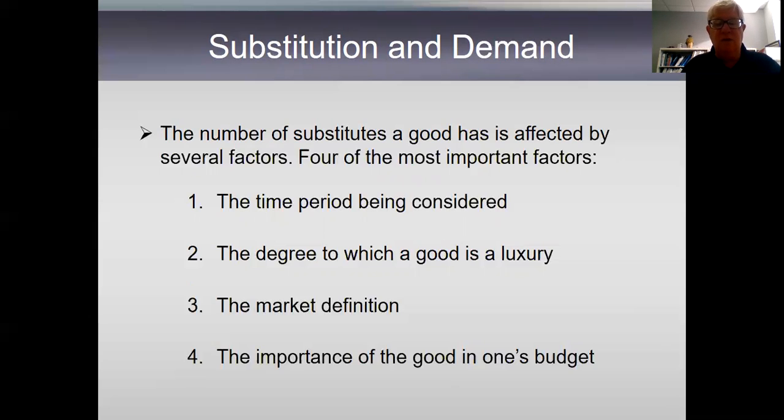And you guys are going to see this when we are doing the end of chapter questions, that market definition is going to come into play. Is the market narrowly defined, or is it defined rather large? And then finally, how important is this good in your budget? Is it something that you don't spend very much of your budget on, or is it something like rent or a car payment that you spend an awful lot of your budget on?